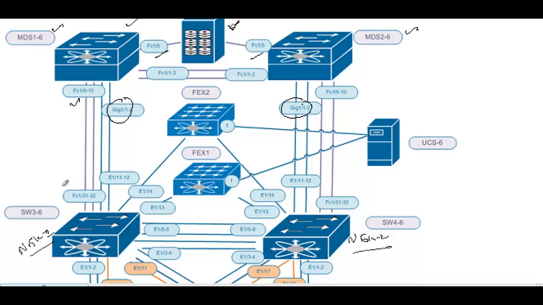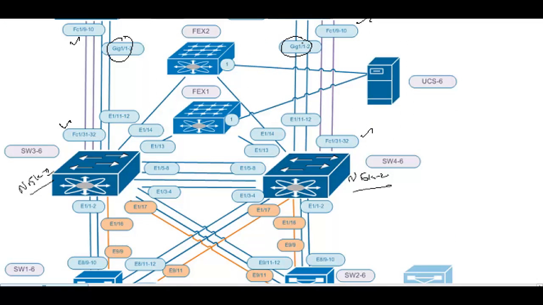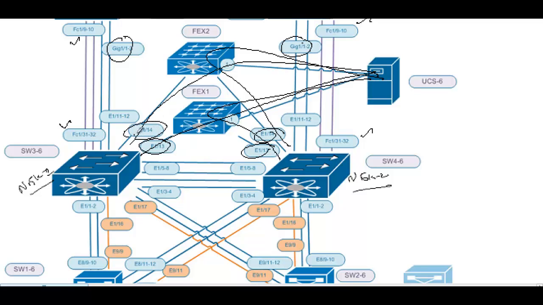So we got one FC here. We got again here also FC, here also FC, here also FC. But where it is going down to UCS, you don't have FC. Only Ethernet. Where we need to do FCoE, or we will map VLAN to vSAN and vSAN to VLAN on this box.